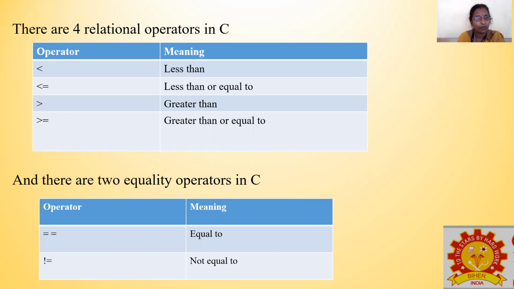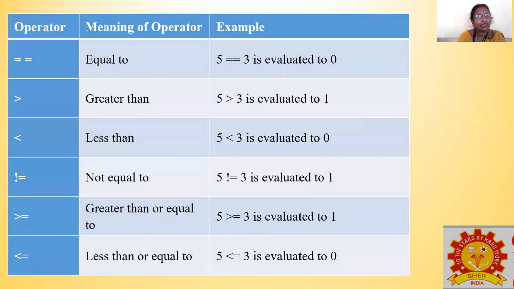And there are 2 equality operators in C. One is the double equal symbol, that is the equal to operator. The next one is negation followed by the equal to symbol, that is called the not equal to operator. Now the operator, the meaning of the operator, and an example are shown in the table.